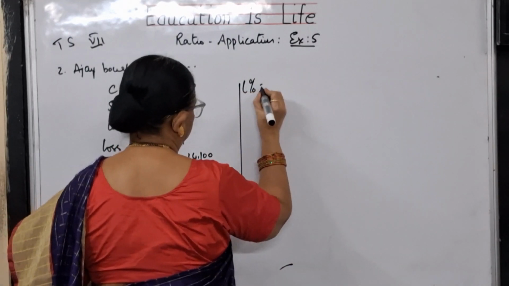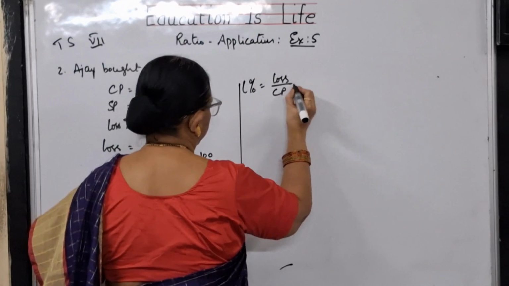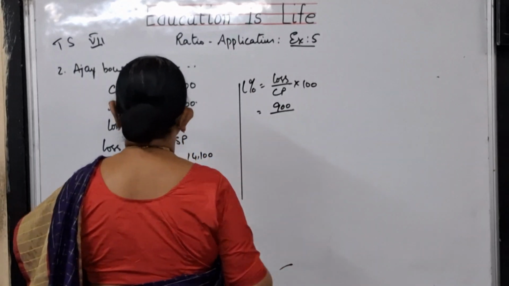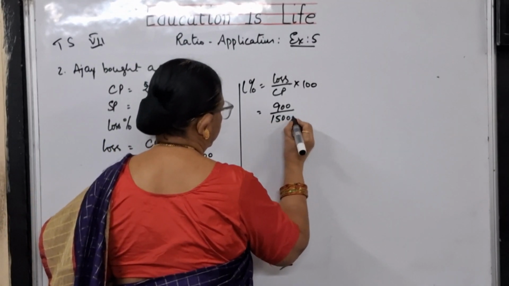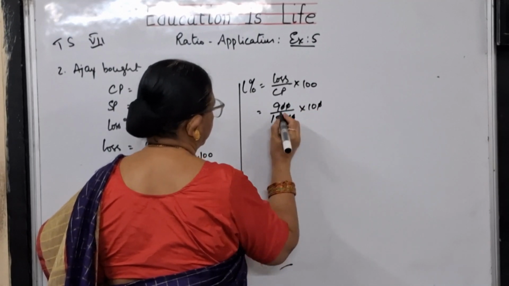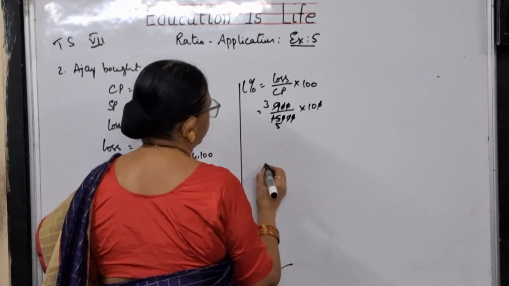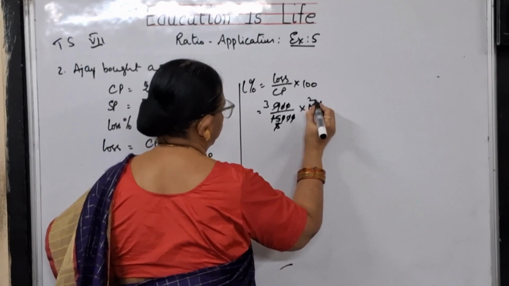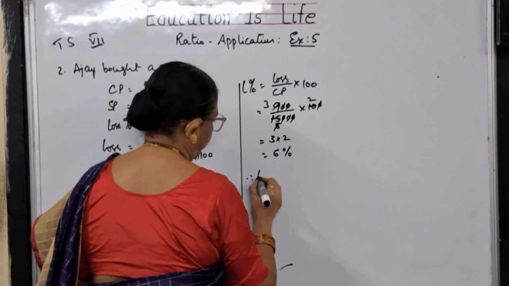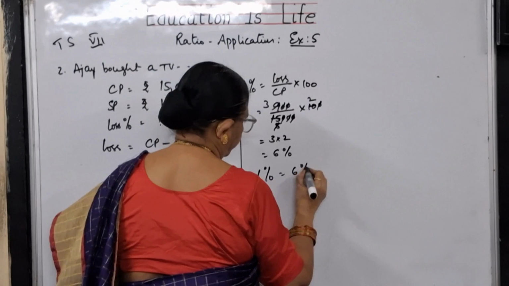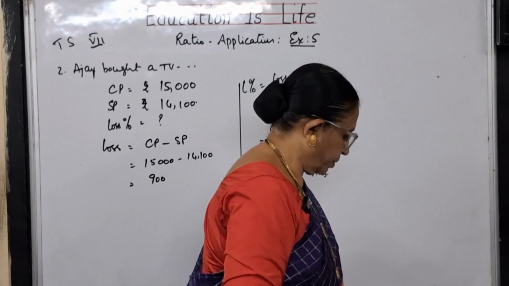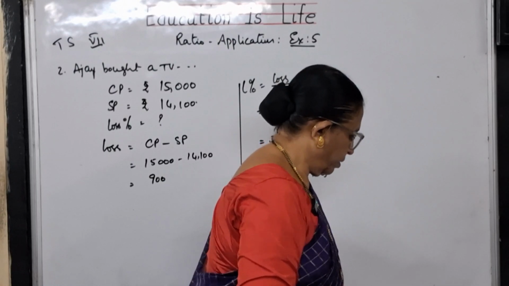So loss percent is nothing but loss by cost price into 100. So what is loss? Loss is 900 by cost price is 15,000 into 100. So two zeros here will get cancelled, one zero here. 3 nines are 9, 3 fives are 15. So it is nothing but 3 into 2, that is 6 percent. Therefore, loss percent is equal to 6 percent is the answer for this problem, children. So please copy this.